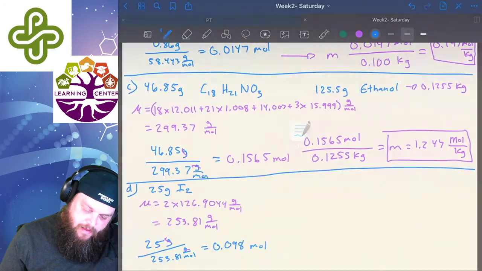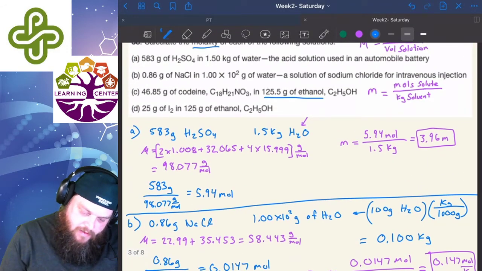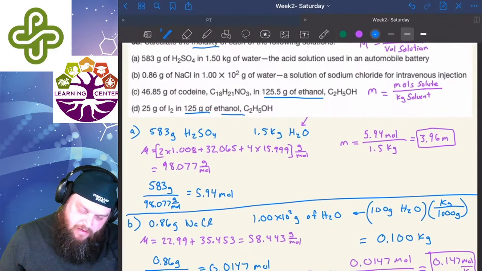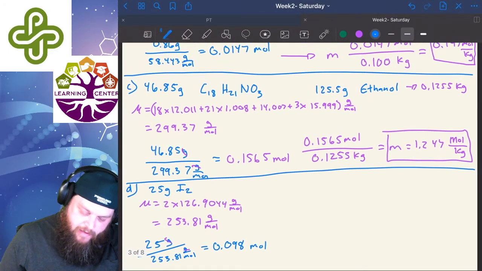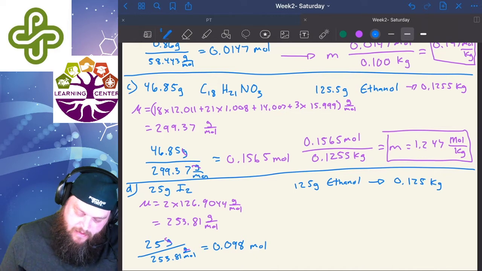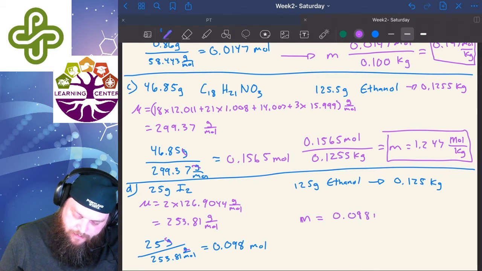So this was in 125 grams of ethanol. That's pretty close to what we had before. We had 125.5. We can just go through that motion again. 125 grams of ethanol is just going to be equal to 0.125 kilograms. So now we have the moles per kilogram, or molality. It's going to be equal to 0.098 mole divided by 0.125 kilogram.